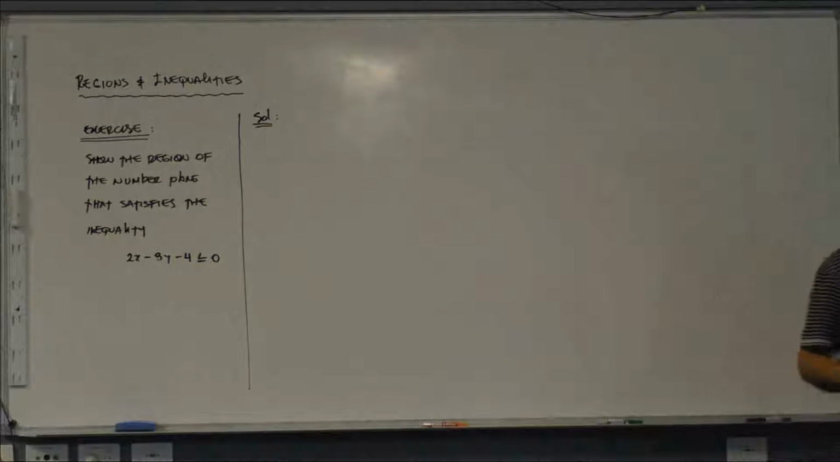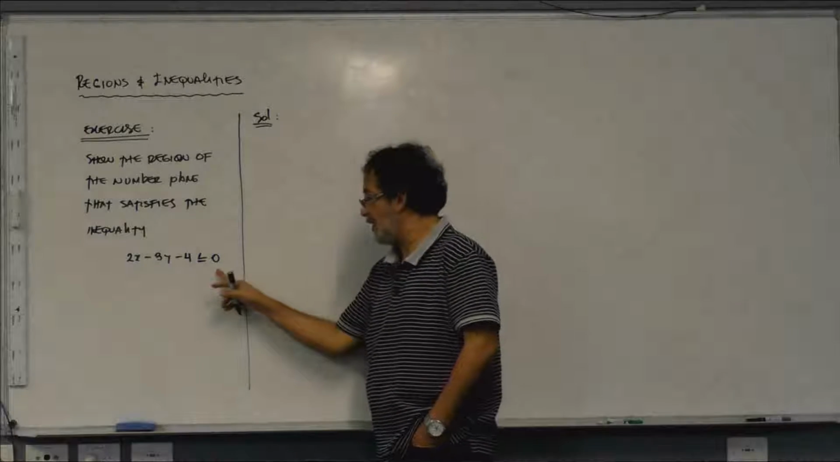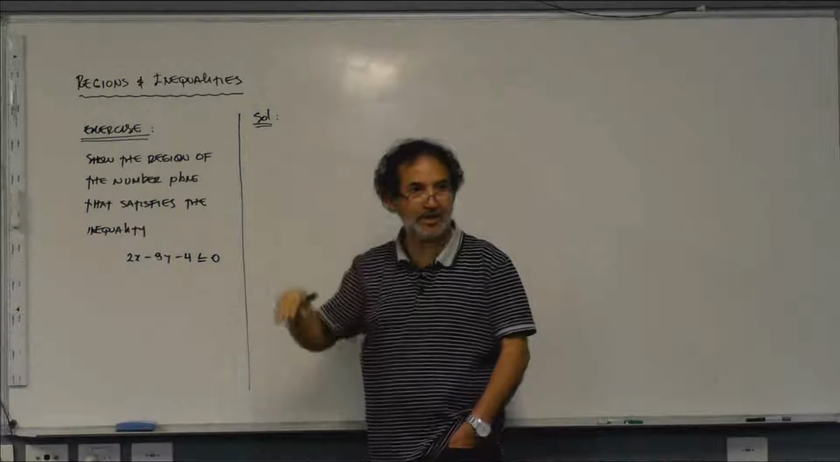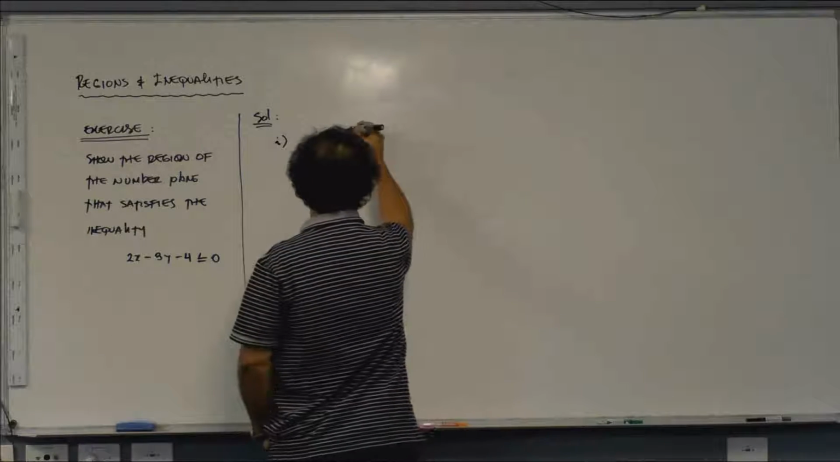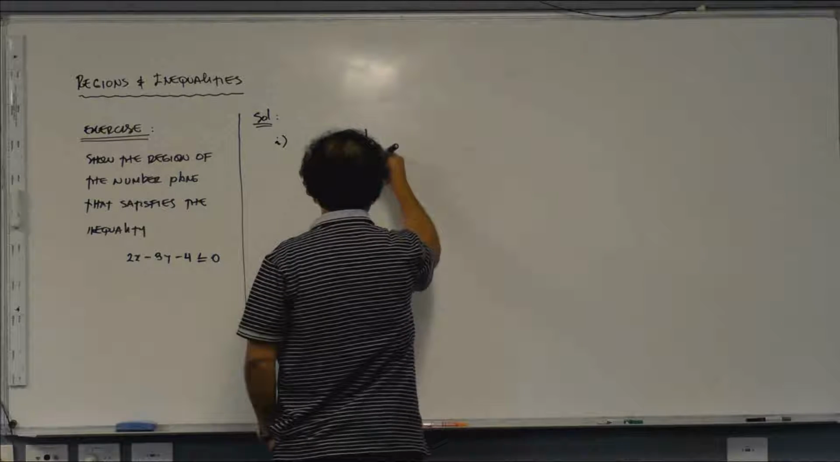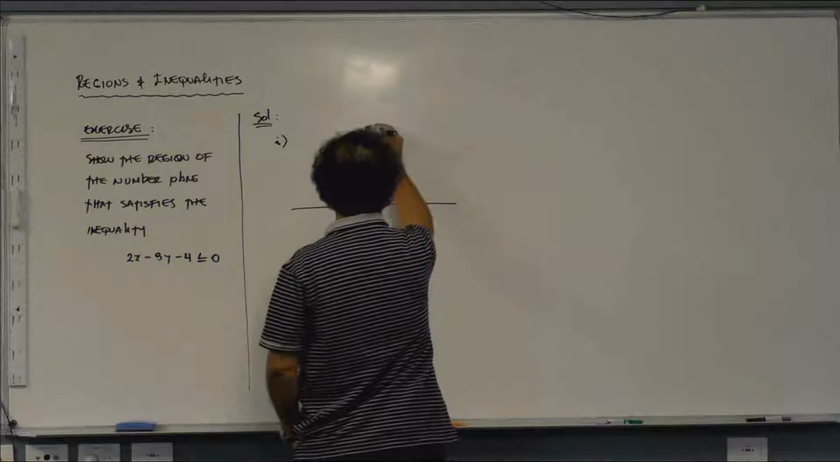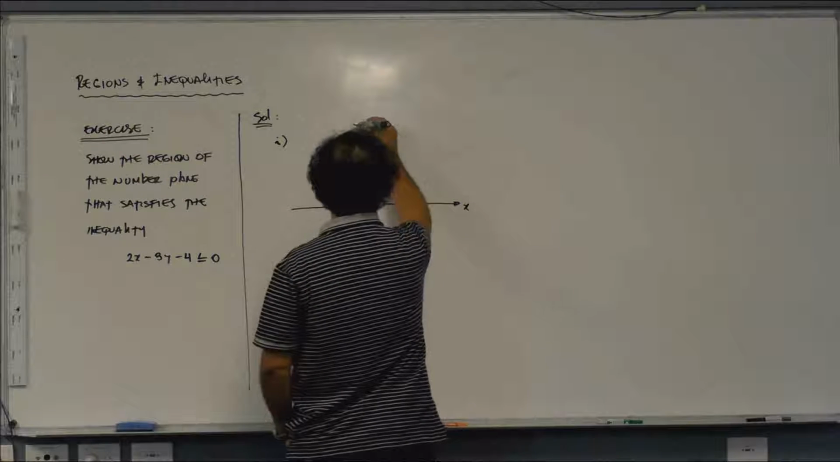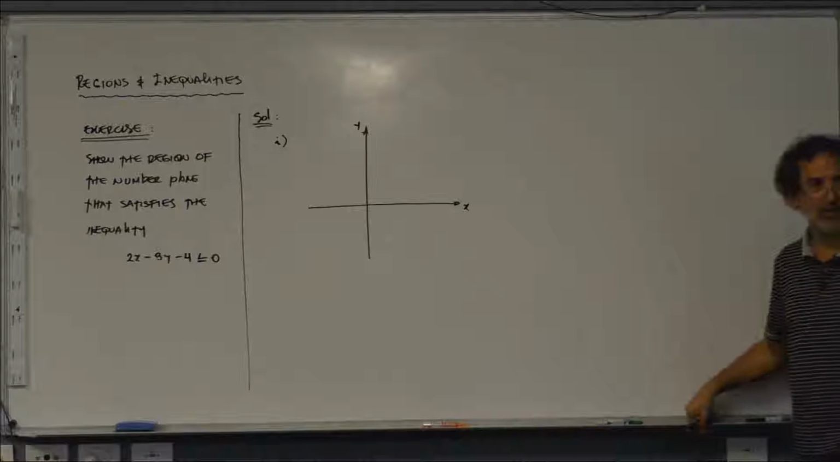All right. Step number 1, we're going to sketch the line. And then we're going to choose a point, and then we're going to see whether that point satisfies or no. And then that will let you decide whether you have shaded the correct region. Okay, so solution. Okay, so we're going to draw the number plane. And then we're going to sketch that. Okay, so we're going to do the same.